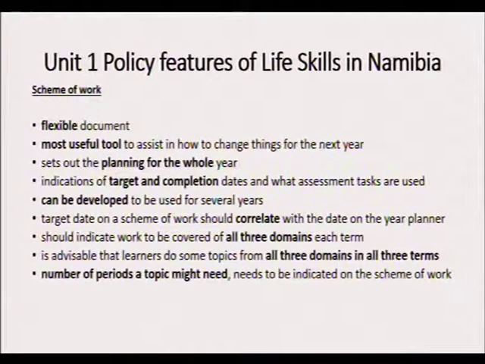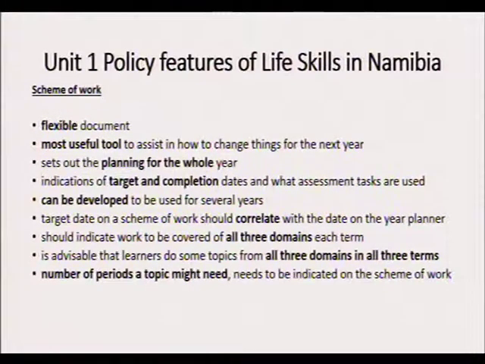A scheme of work is a flexible document that all teachers need in their subjects, and it's probably the most useful tool that a teacher can have in terms of the planning that has to take place over the year. It also indicates the target and completion dates and what assessment tasks need to take place over the course of the year. It can be developed and used over several years.